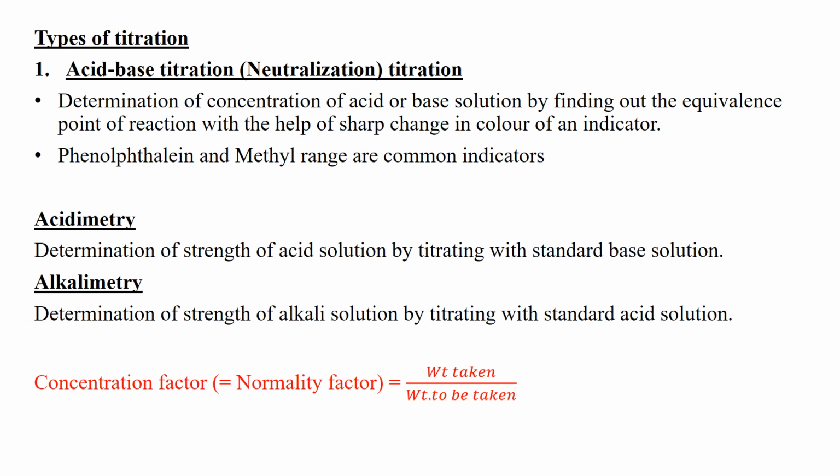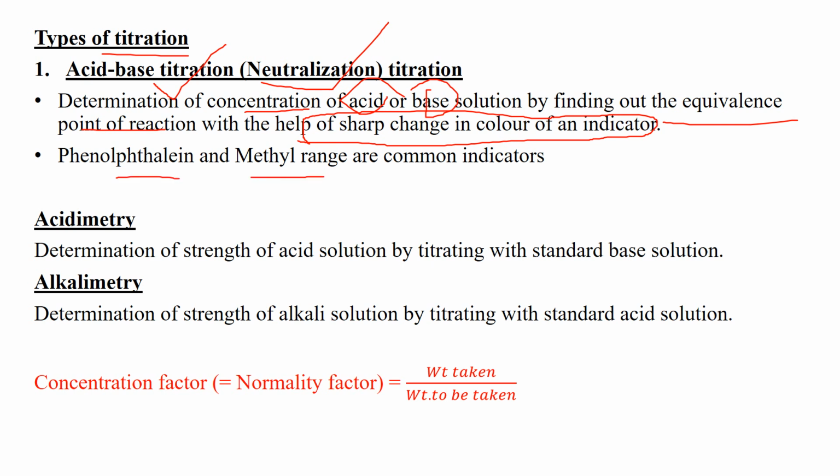Types of titration. There are 4 different types of titration: acid-base titration, redox titration, precipitation titration, and complexometric titration. We will study them one by one. The first one is acid-base titration. It is also known as neutralization titration. In acid-base titration, the concentration of either the acid or base solution is found by determining the equivalence point of the reaction with the help of a sharp change in color of an indicator, right? In acid-base titrations, either phenolphthalein or methyl orange are the most commonly used indicators. So in this type of titration, we have to calculate the strength of either the acid or the base.